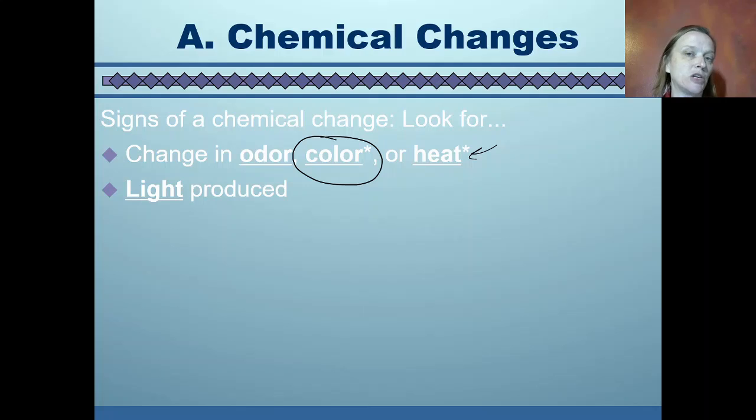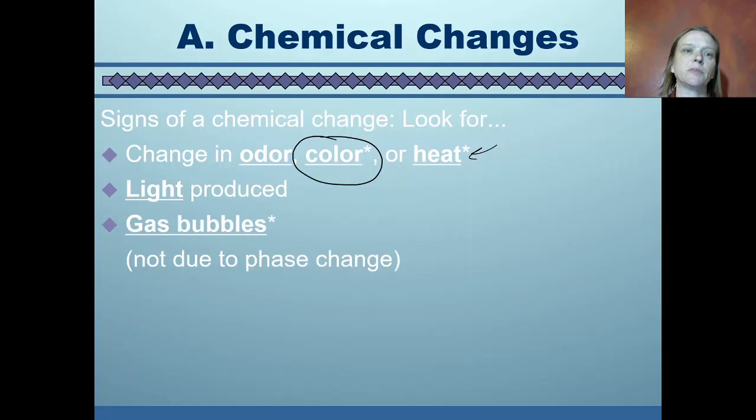A sure sign that a chemical change is going on is if light is produced. So something like combustion, a fire, light is being produced, that is the sign of a chemical change. If you see gas bubbles and those gas bubbles are not the result of a phase change, then that is a sign of a chemical change. So what I mean by this is boiling water is a physical change. You see gas bubbles in the pan of water that you're boiling, but that's because of a phase change. If you see unexpected bubbles not due to a phase change, that's a sign of a chemical change.